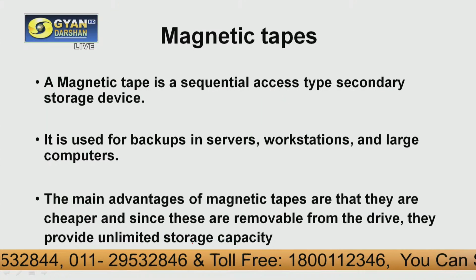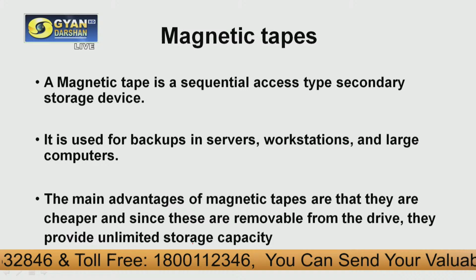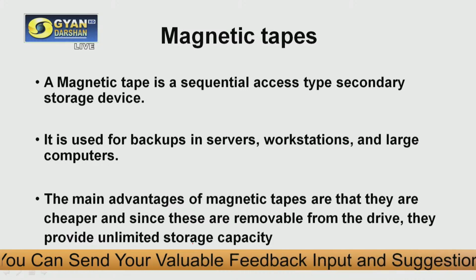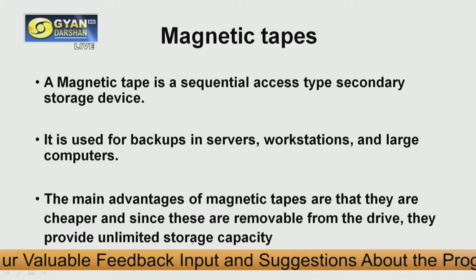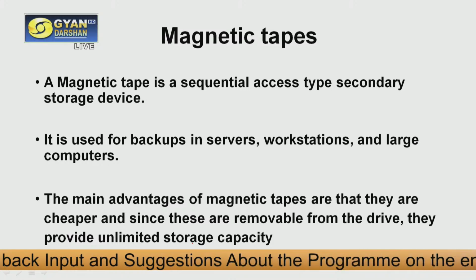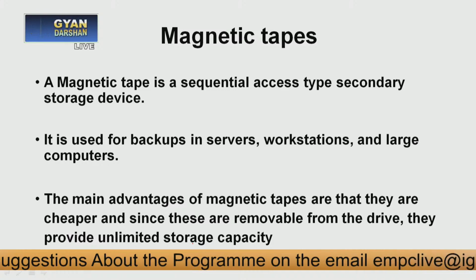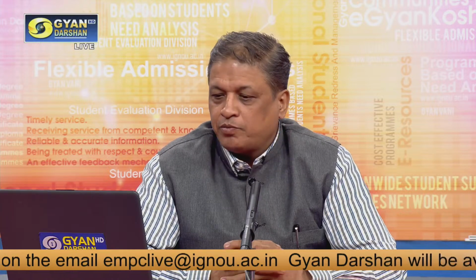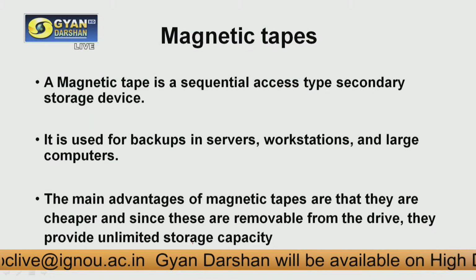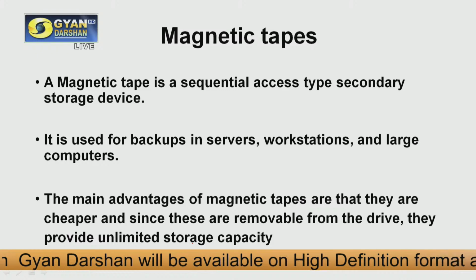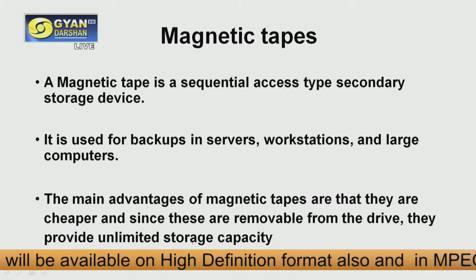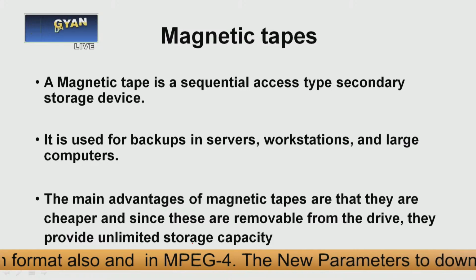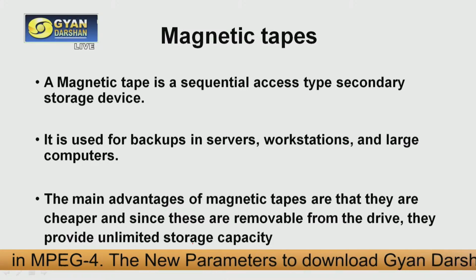So we also have magnetic tapes, and these magnetic tapes use sequential access. When we talk about read-write heads and disk technology, we are exploring the direct access mechanism. But in magnetic tapes, the data access mechanism is sequential access. And it is very important because the storage capacity of magnetic tapes is on the higher side. As a result, magnetic tapes are used to take backups for servers, workstations and large computers. The main advantage of magnetic tapes is that they are cheaper.